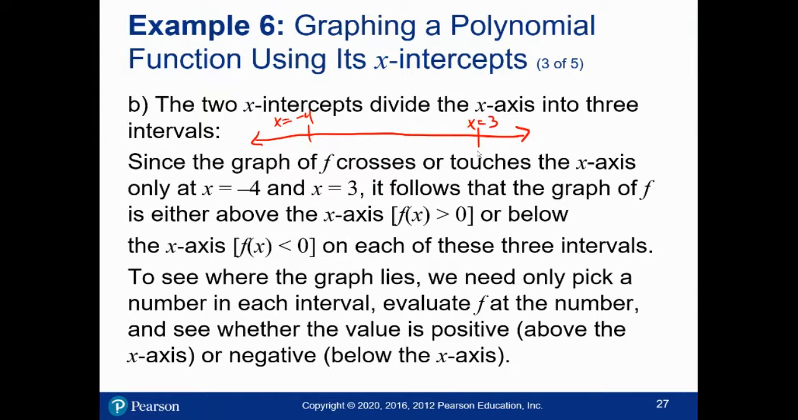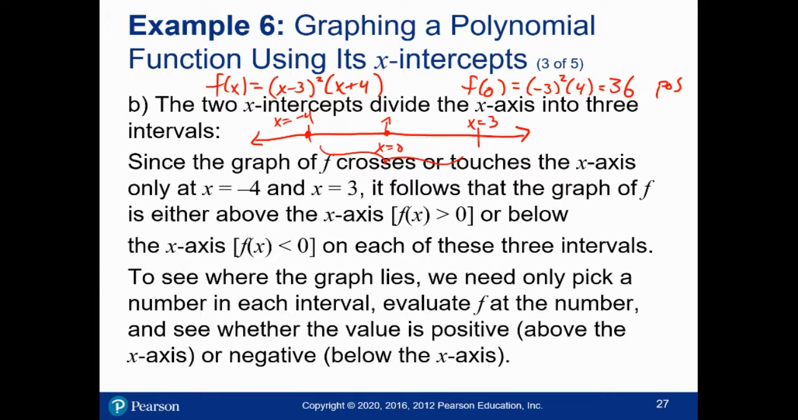So let me copy the function: f of x is x minus 3 squared times x plus 4. If I take a value of x somewhere in between and plug it in, I'll determine where the graph is positive. So for example, what's a number in between negative 4 and 3? An easy one would be 0. So now I get negative 3 squared times 4. This was already on the previous slide. This was just 36. This is positive. So at x equals 0, the graph is positive.